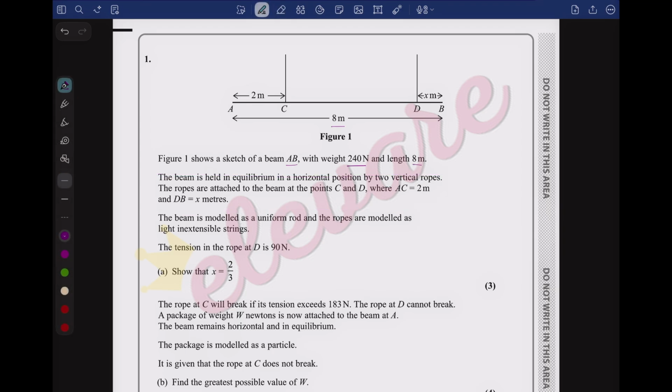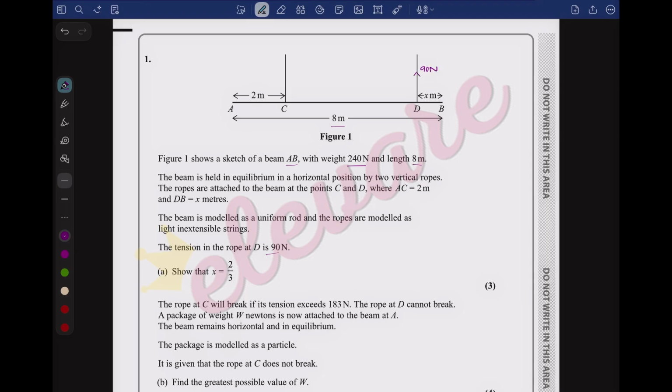Then we have the beam is modeled as a uniform rod, and the ropes are modeled as light and extensible strings. Okay, very basic stuff. You have this information literally in every single question of M1, pretty much. Now the tension in the rope at D is 90 newtons. Okay, that's something we have. So we're going to label that right here.